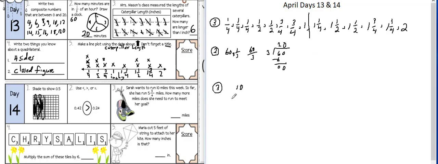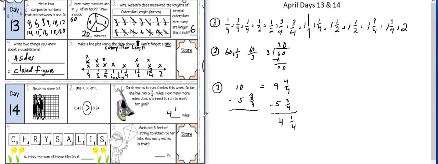So she wants to run 10, and we're going to subtract 5 3/4. Okay, we need to borrow from the 10. All right, so that will equal 9 4/4. She's already gone 5 3/4. We subtract. We start in the lowest place value, so we get 1/4. There, 9 minus 5 is 4. So she still needs to run 4 1/4 miles.